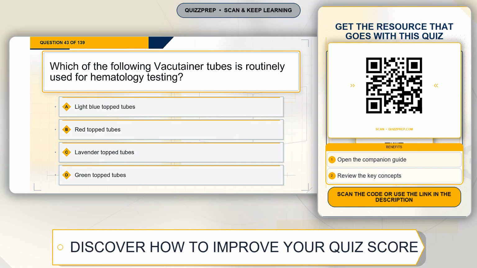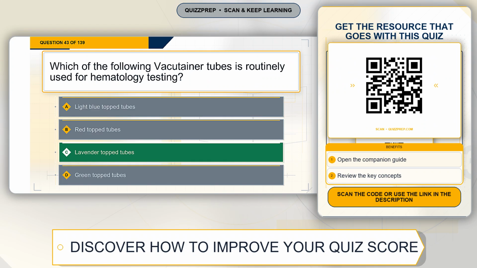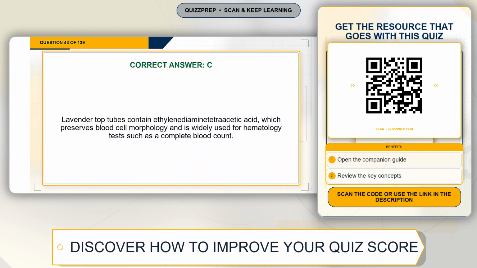Question 43. Which of the following vacutainer tubes is routinely used for hematology testing? Option A, light blue top tubes. Option B, red top tubes. Option C, lavender top tubes. Option D, green top tubes. The correct answer is option C, lavender top tubes. Explanation. Lavender top tubes contain ethylenediaminetetraacetic acid, which preserves blood cell morphology and is widely used for hematology tests such as a complete blood count.